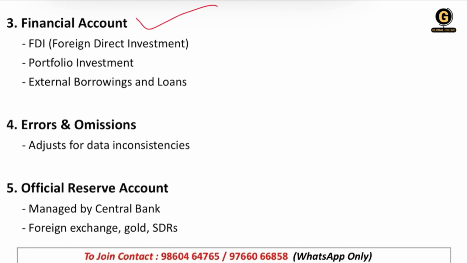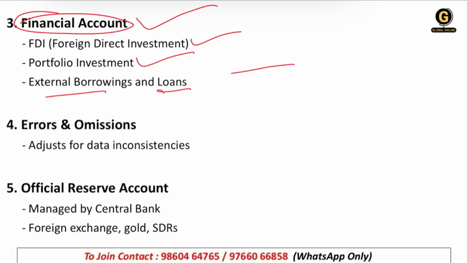Then we have to calculate the financial account: all your FDIs, all your portfolio investments, your external borrowing or loans if you have taken. If you have taken any money from banks outside your country, from the international monetary market, borrowed or taken a loan, that will be calculated in your financial account. Clear? So all financial items in terms of FDI, portfolio investment, loans and borrowing will be calculated in the financial account.